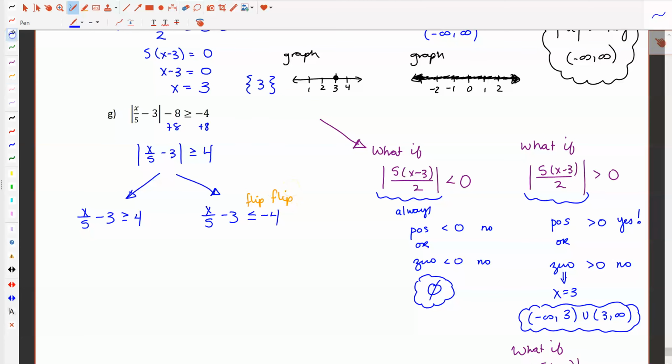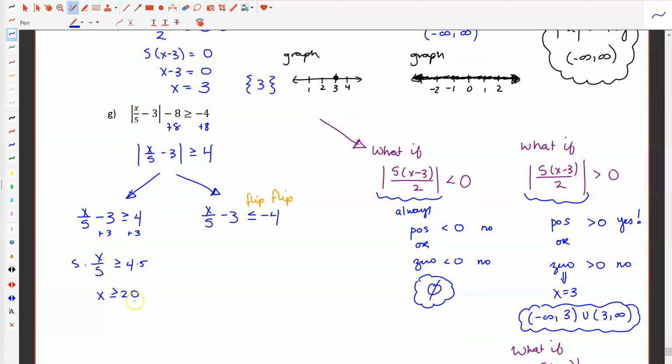Alright, so we're just going to solve each one of these separately. Add 3. So I get x over 5 is greater than or equal to 4. Multiply both sides by 5. X is greater than or equal to 20.